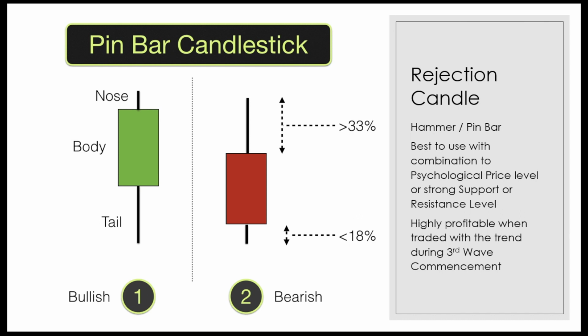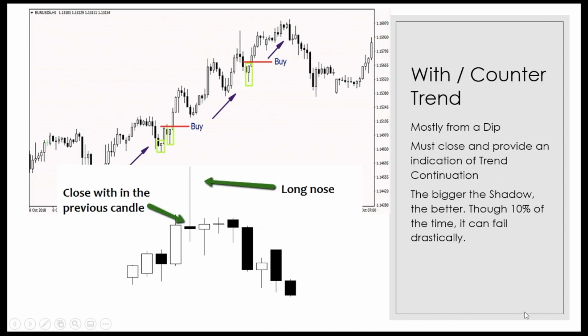I have a friend who just uses pin bar to trade and he is profitable 80% of the time, and he always trades the pin bar with the trend. It is highly profitable when traded with the trend during the third wave commencement. If you understand the wave analysis, it will be easy for you, but if you don't, I'll be showing you how you can use it. The first wave that we see is the impulsive pressure, then some correction, and when the third wave is forming, if you find a pin bar, it will help you get a great amount of profit with less risk and greater reward.